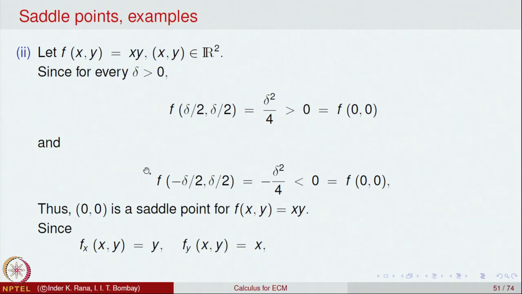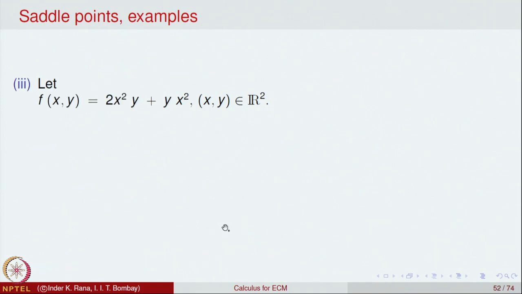Note that (0,0) is a saddle point, and if you look at the partial derivatives for this function, the partial derivative with respect to x is equal to y, and the partial derivative with respect to y is equal to x. So that means (0,0) is in fact a critical point. So, (0,0) is a critical point but it is neither a maximum nor a minimum for the function. That means (0,0) is a critical point and a saddle point.